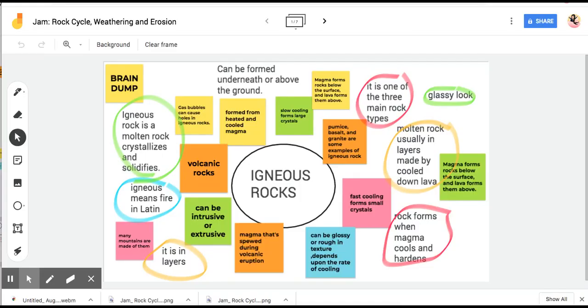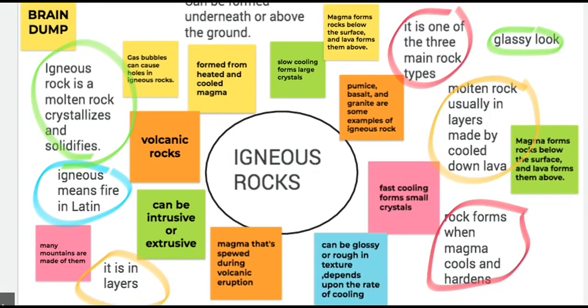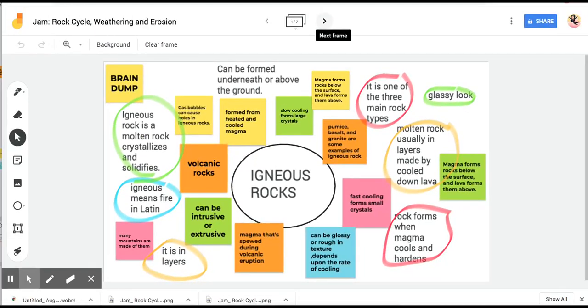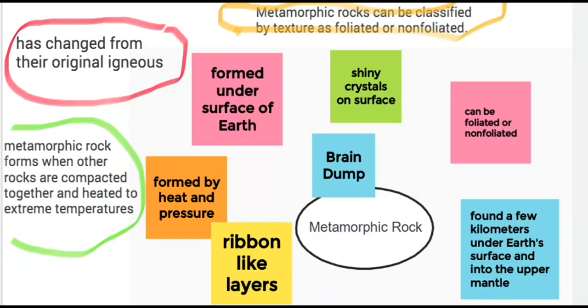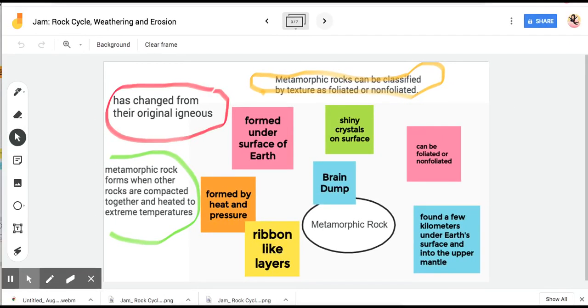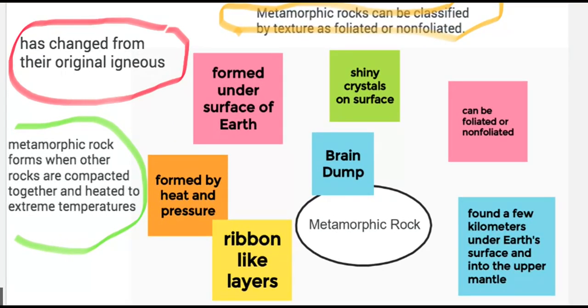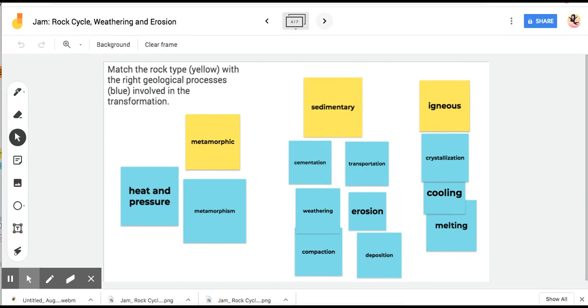This is the review of our lesson on the rock cycle, weathering and erosion. I'll be pausing for you so you can go over and review. Igneous rocks. Sedimentary rocks. Metamorphic rock. And the geological processes involved in the formation of those rocks.